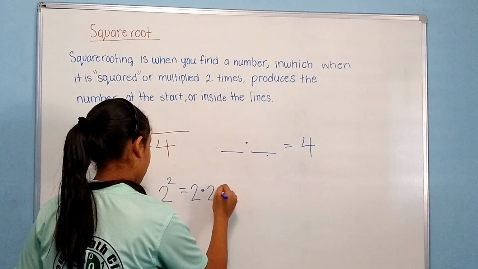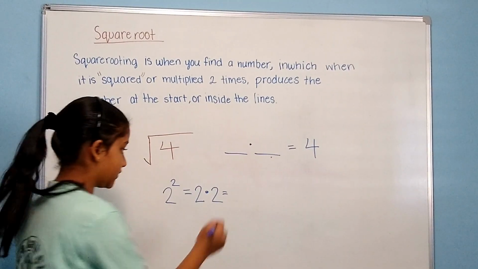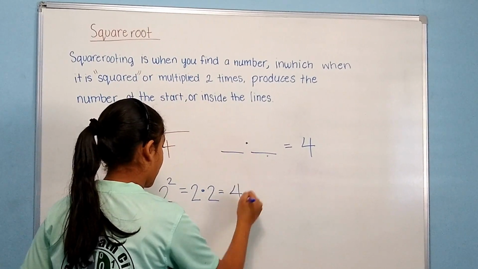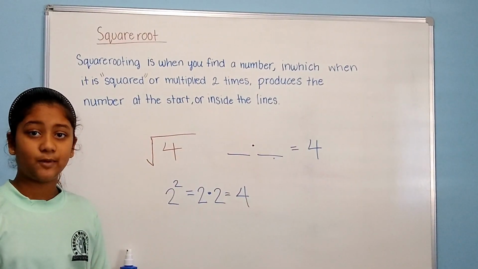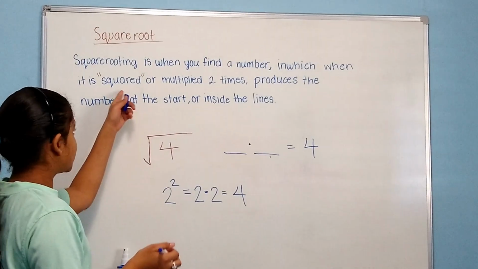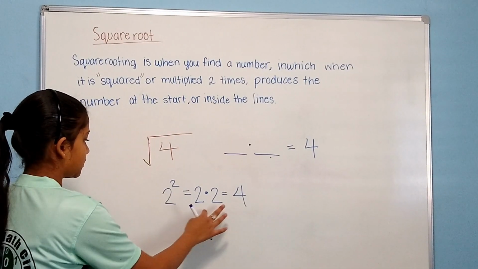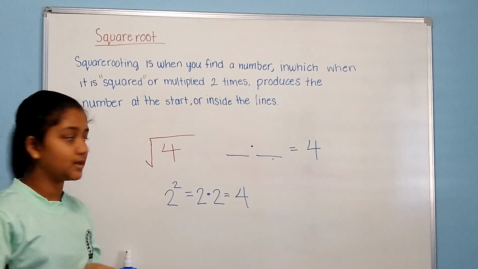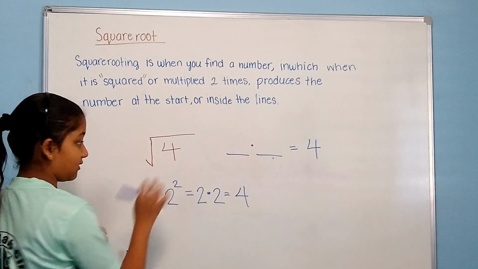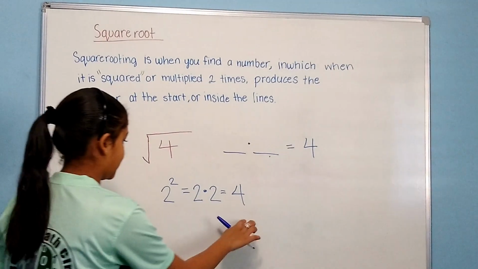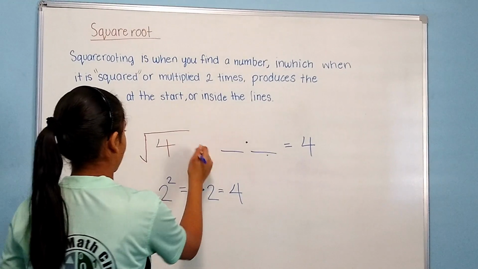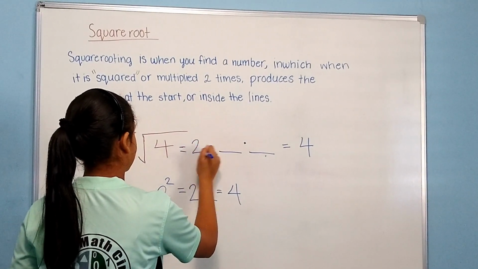And 2 times 2 is 4. Does this follow our criteria that we need? Well, it needs to be squared or multiplied 2 times, and it needs to produce the number inside the lines. And 4 is the number inside the lines. So that means the square root of 4 is 2.